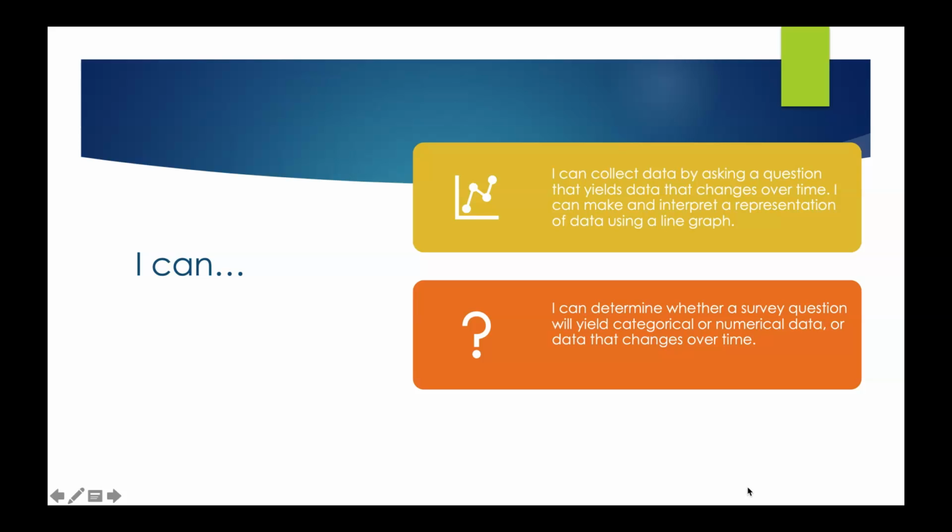I can collect data by asking a question that yields data that changes over time. I can make and interpret a representation of data using a line graph. I can determine whether a survey question will yield categorical or numerical data or data that changes over time.